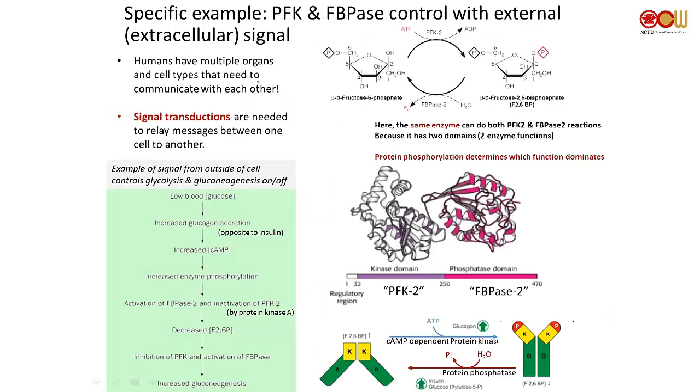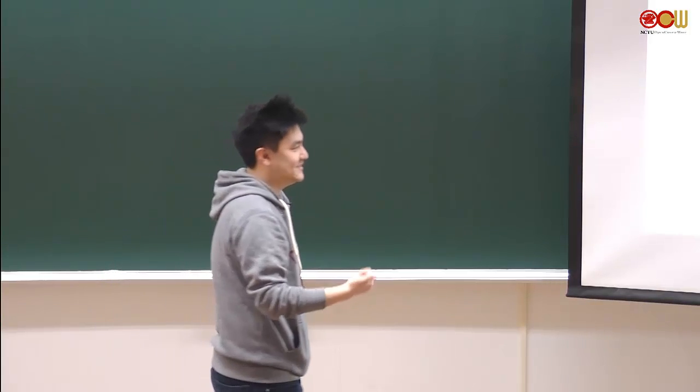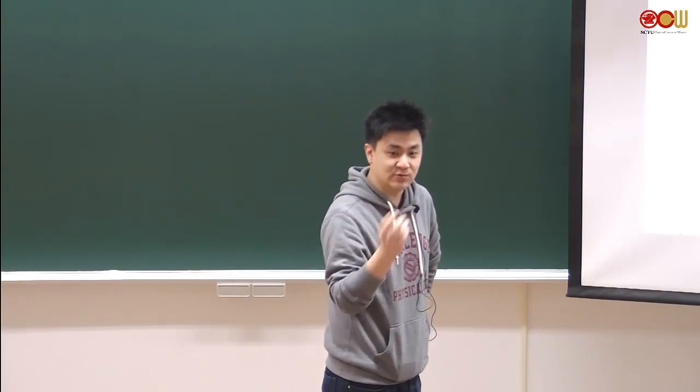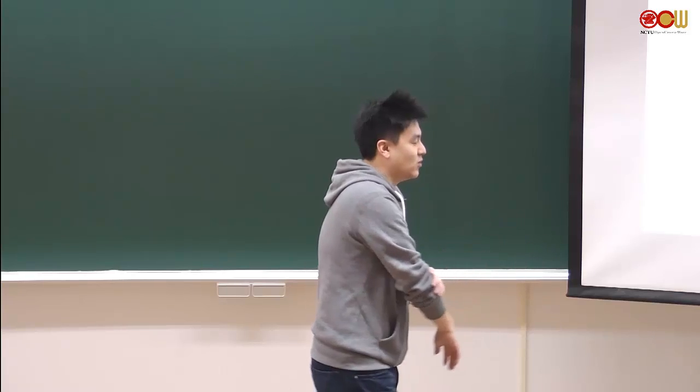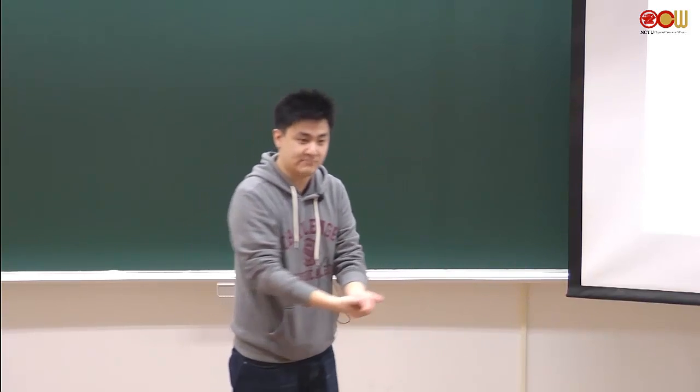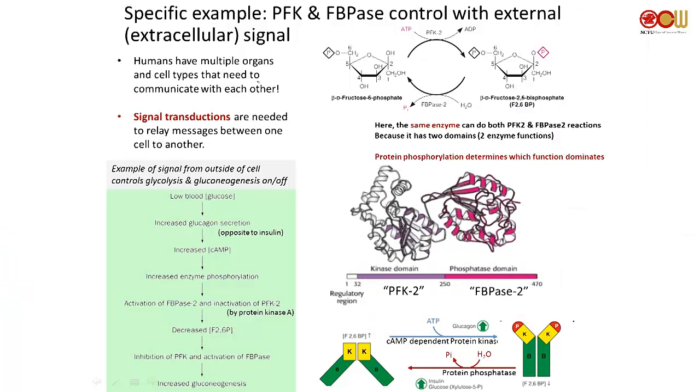Okay, now, this is a very specific example of PFK and FBPase activity happening on the same enzyme. Basically, this enzyme has two states, like the T state and the R state that we talked about back when we talked about hemoglobin, right? Okay, so pretty much the same idea.